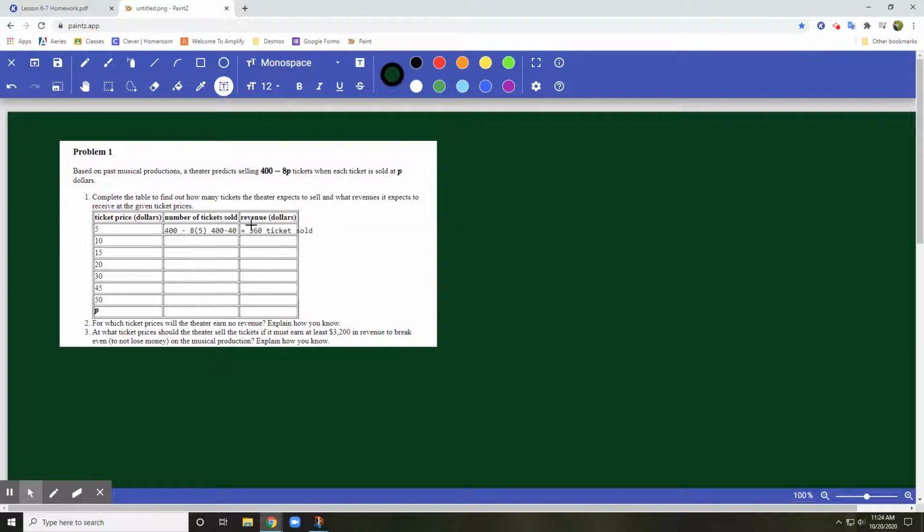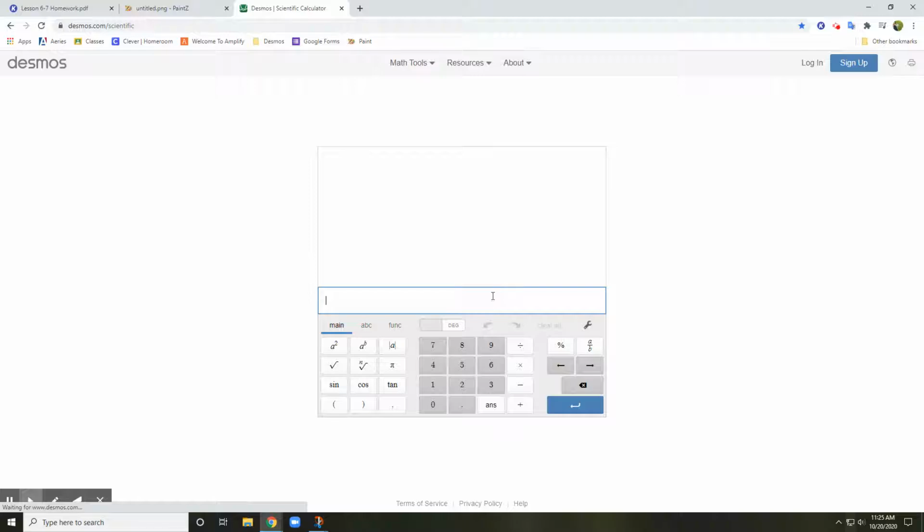I'm going to go a little bit into the next row just so you're not terrified. Revenue. How do we get revenue? Revenue is always the price that you sell them for times how many you sell, right? So for this line, revenue is going to be, we sold them at $5 times 360 tickets. And that equals, I'll just do it with you. We'll go to my scientific calculator. 360 tickets sold at $5 a piece is $1,800.